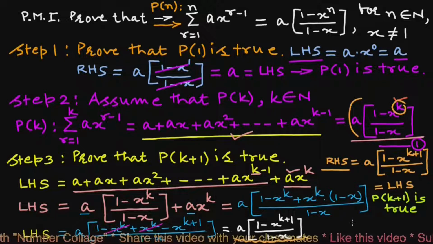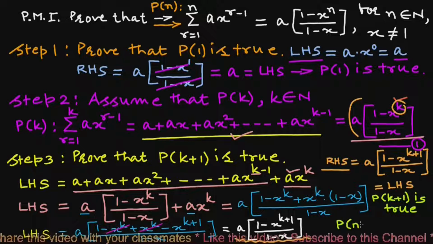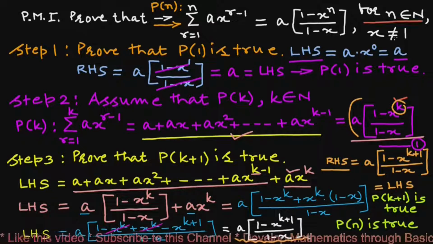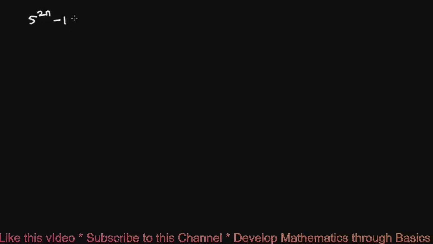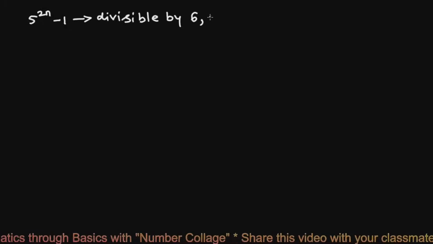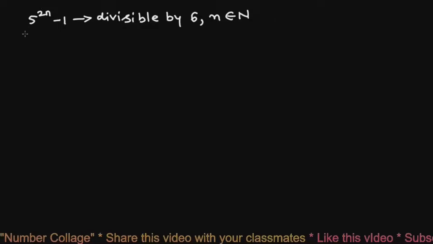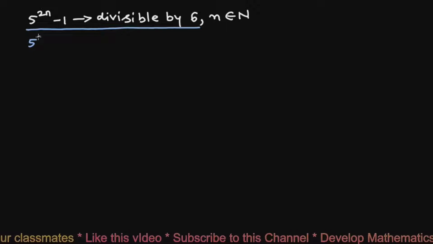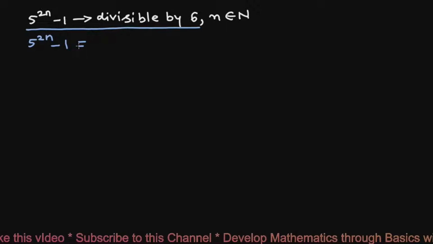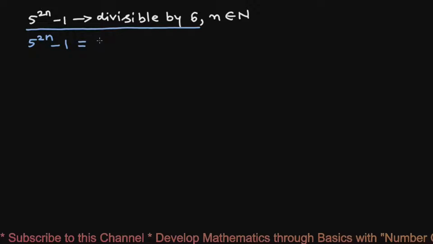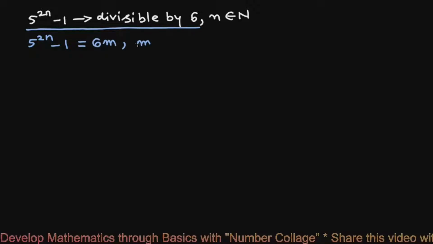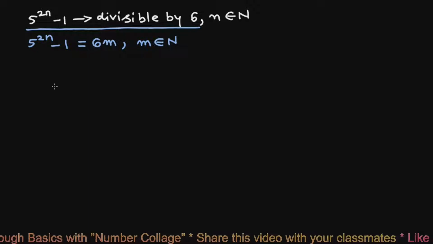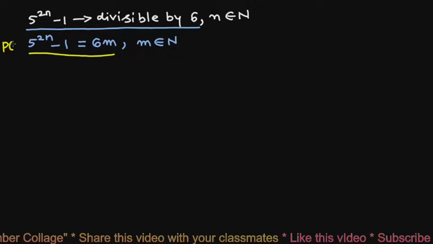So we conclude by principle of mathematical induction, Pn is true subject to these two conditions. By the principle of mathematical induction, we have to prove that 5 raised to 2n minus 1 is divisible by 6 for any natural number n. Now 5 raised to 2n minus 1 is divisible by 6 means 5 raised to 2n minus 1 is multiple of 6, which means is equal to 6m, where m is some natural number. Now we will assume this statement to be Pn.